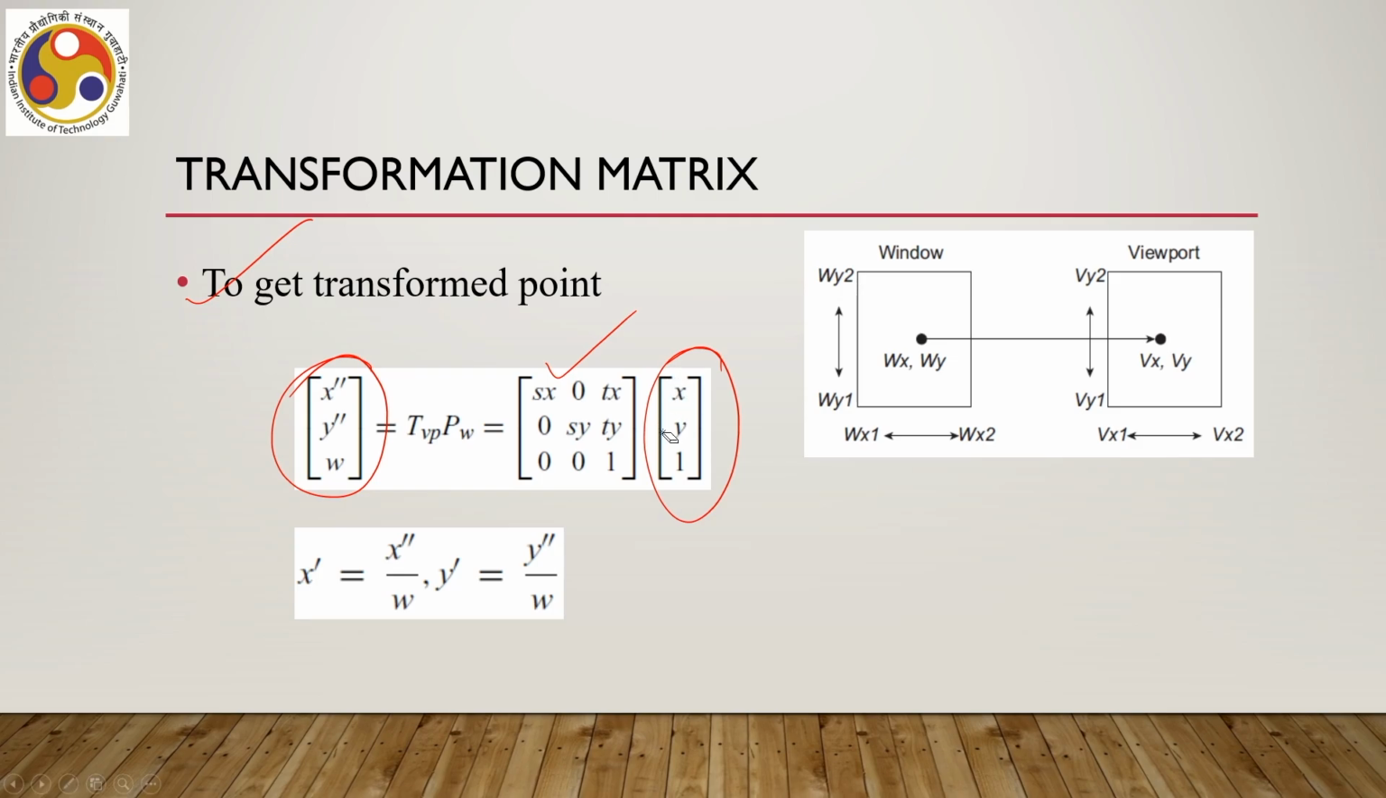To get the transformed point we have this window point Wx, Wy, we multiply it with the transformation matrix to get the transformed point as shown here, and to get to the Cartesian points what we need to do is divide the obtained point with this homogeneous factor W. So, here the representation is again homogeneous coordinate representation, and to get back to the Cartesian point we need to divide the obtained point with the homogeneous factor W.